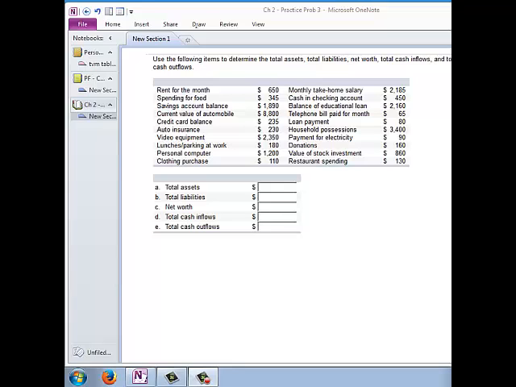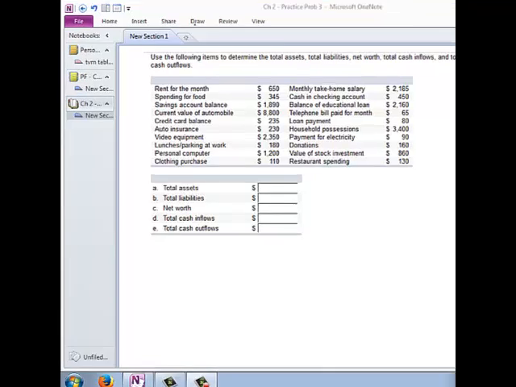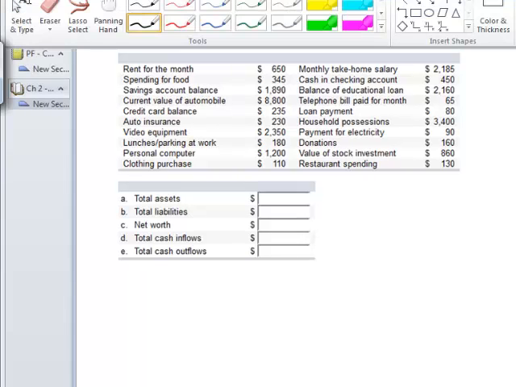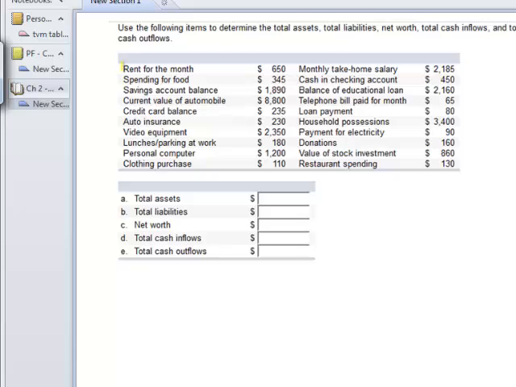All right, so first I look at rent for the month. So rent would be something that you're spending money on. So that's going to be a cash outflow. All right, so I'm going to denote that with, let's see here, a yellow. So the yellow will be things that are money out. All right, so rent for the month would be money out. Spending on food would also be money out. So that will also get a yellow.